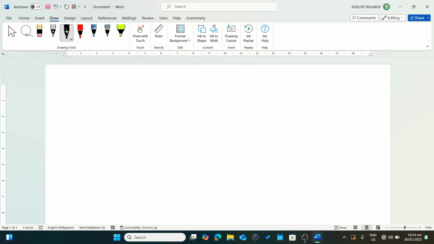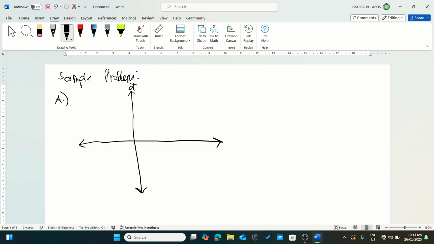Let us have a sample problem for velocity. Problem A. Suppose I have here a Cartesian plane, and this is our d bar in meters, or displacement, and this is our time in seconds. Let's say these are the following available data we get from the problem.